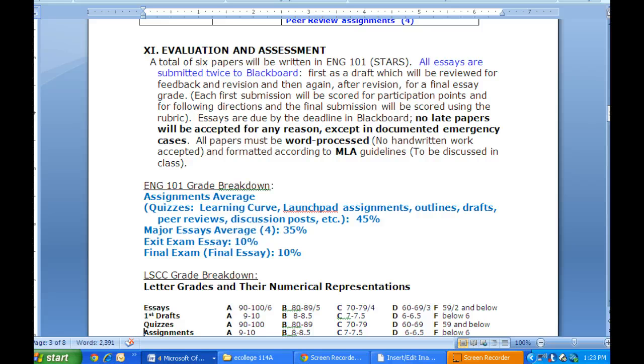But absolutely no late papers. Because you can submit through Blackboard, I expect everything to be in on time unless there's an emergency which would cause you to not be able to get to your computer. So that would have to be some pretty serious situations.